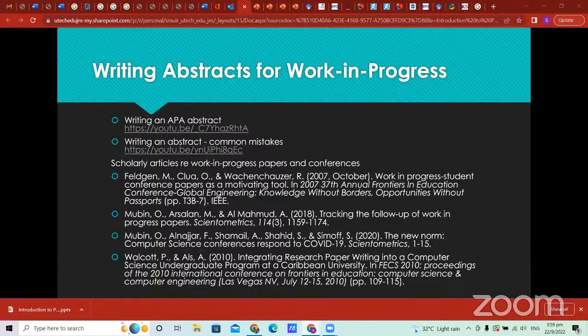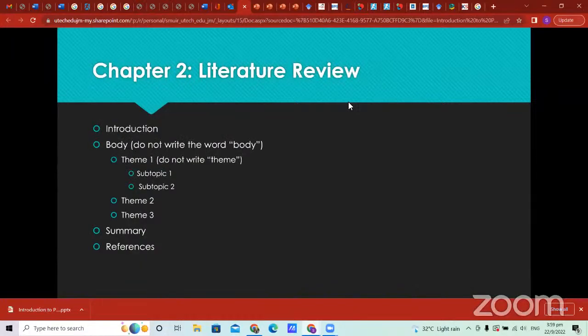Right, so there are some articles here. This particular slideshow should be available to you already, or if not, it will be made available to you. I keep having problems with this laptop. Yes, all right. So you can find some material about writing abstracts.